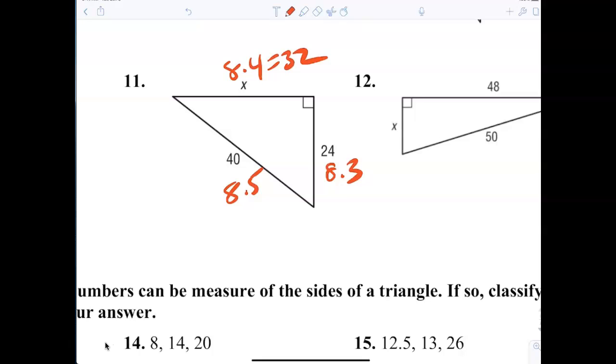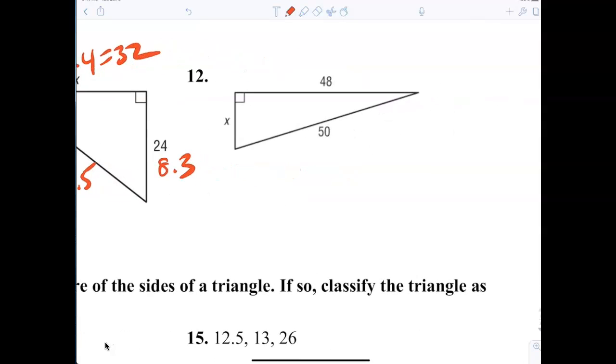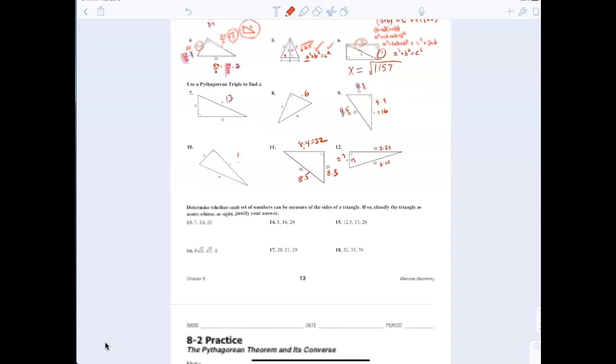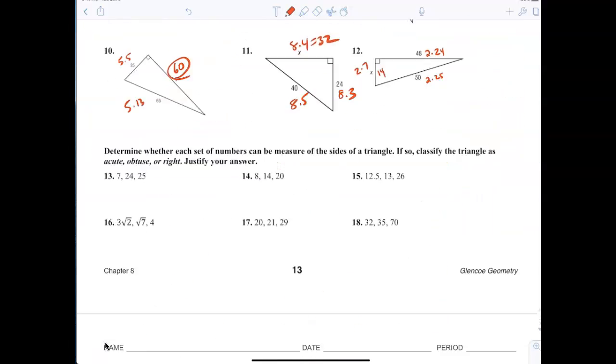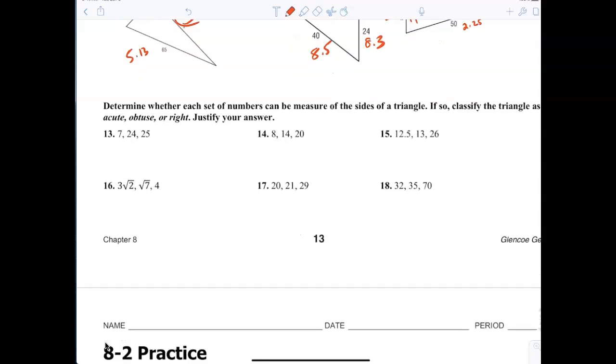All right, what about 50 and 48? 2 times what? 24. And 2 times? So look up. It was what? 2 times 7. Thank you. So that's what? 14. Easy, easy, easy. I looked at my triples. 7, 24, 25. See what I'm getting at, right? All right, very good, guys. I think so anyway.